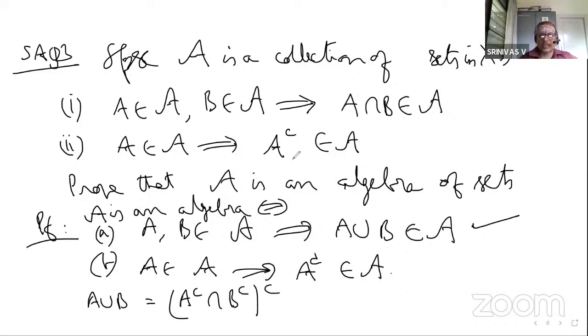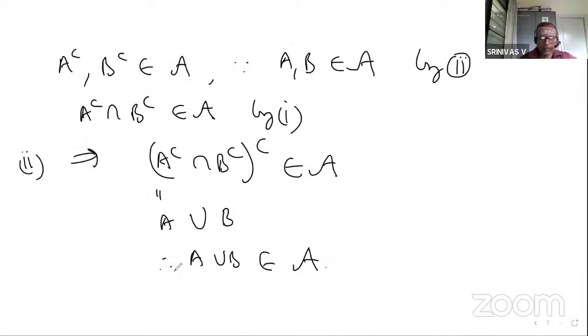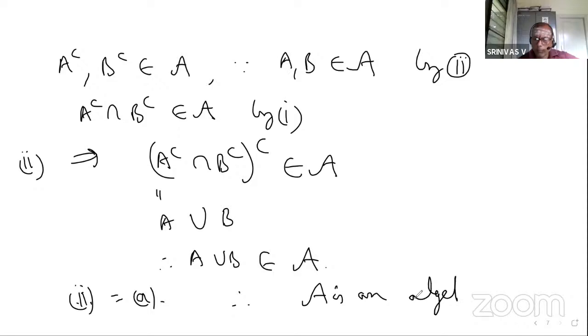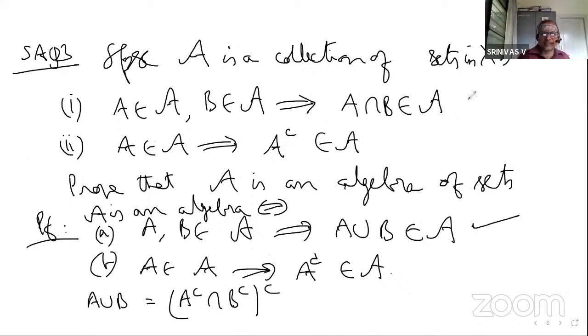And then the second property is the same. Therefore, script A becomes an algebra. We could prove property 1, and property 2 is the same as the complement property. These two properties are the same. Therefore, script A is an algebra. That's how you can show that if a collection of sets is closed under finite intersections and complements, then it also becomes an algebra. It satisfies these two properties.